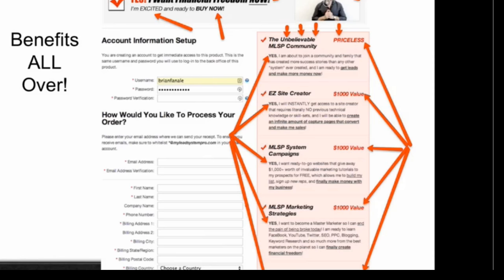And notice, I don't know if you can see, hopefully you can, get leads and make more money now. Everything, the emotions and actions, the benefits that I want, the feelings I want them to attach to me and my product, service, or offer is what I'm underlining. And you know all this, guys. You see how everything bleeds into this copy stuff. Yes, the second one, yes, create an infinite amount of capture pages that convert and make me sales. Third one down, finally make money with my business. Build my list. Fourth one down, finally create financial freedom.